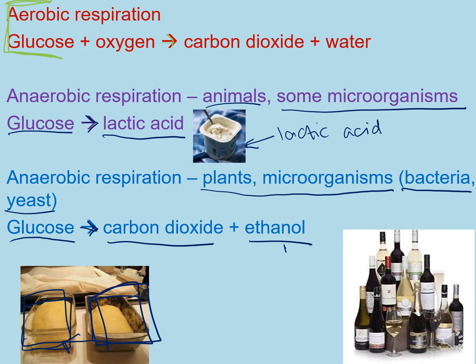Obviously, ethanol, as I've just mentioned, is what's used to make alcohol. So if you add yeast, for example, to grapes, you can eventually ferment that and produce wine.